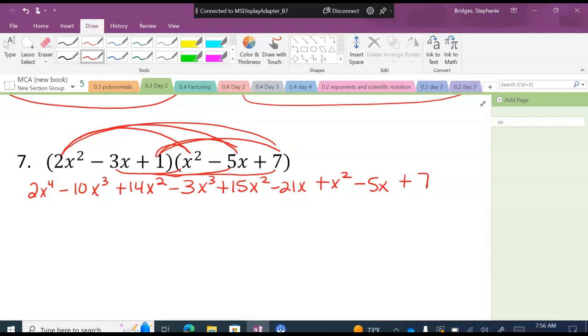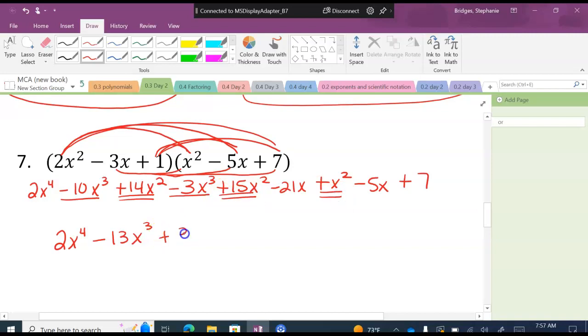What's the highest degree? X to the 4th. And there's only one of those, so I'm going to bring that down. Then x to the thirds, I actually see 2 of those. I get a negative 10x to the third and a negative 3x to the third, which gives me a negative 13x to the third. Then x squareds, I have a positive 14x squared, a positive 15x squared, and a positive 1x squared. So that's 30x squared positive. Does everybody agree with that?